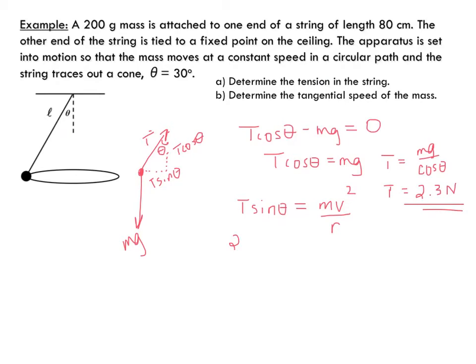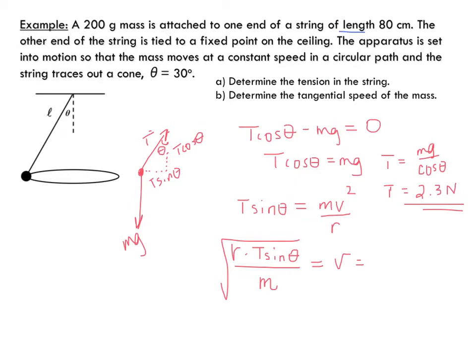Now that we know our tension, we can go back to this equation and solve for my velocity. So it's a good idea to solve in terms of variables first. So we have r times T sine theta divided by my mass, and then we take the square root of both sides. So my velocity will be... one problem that we're going to run into, I just remembered, is that r is not given to us, but we can calculate r.